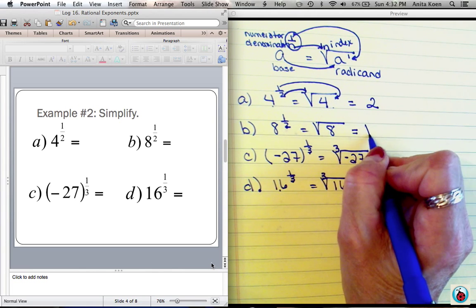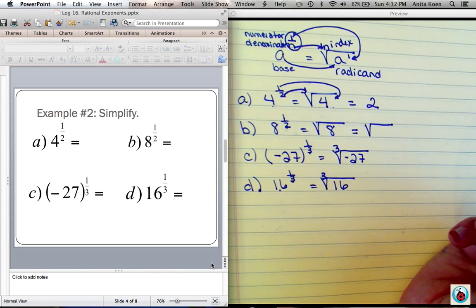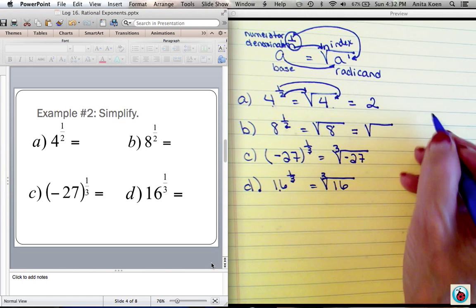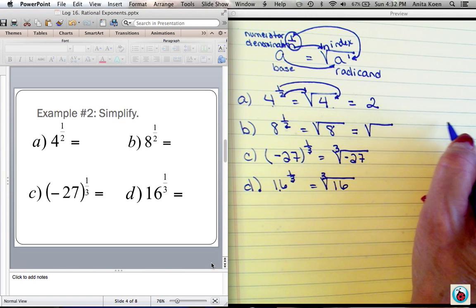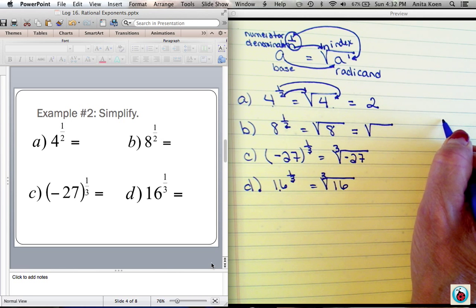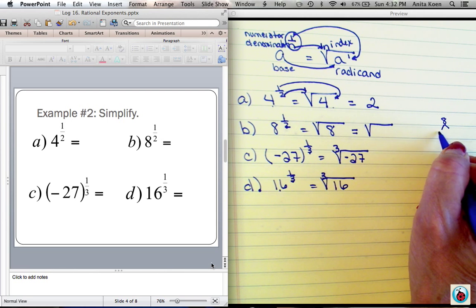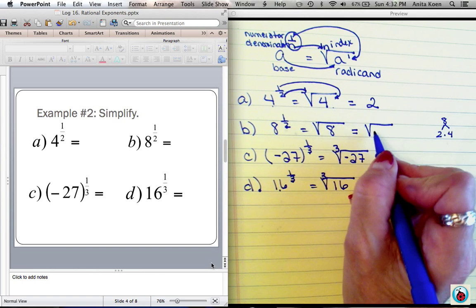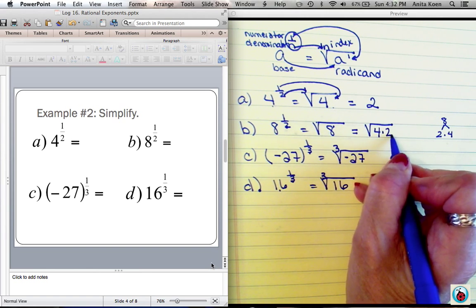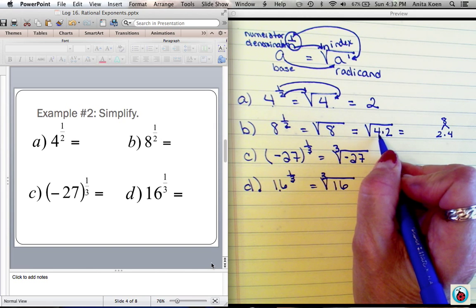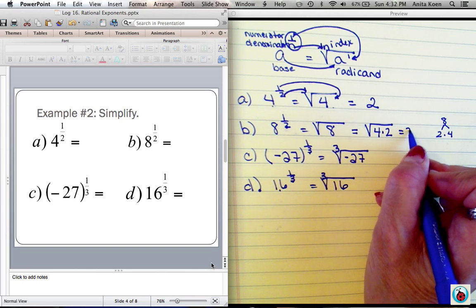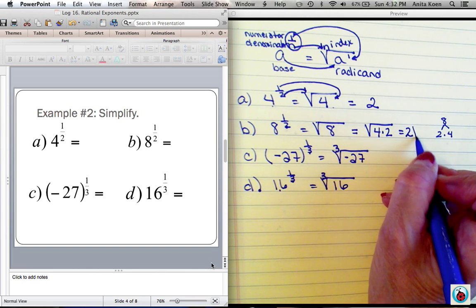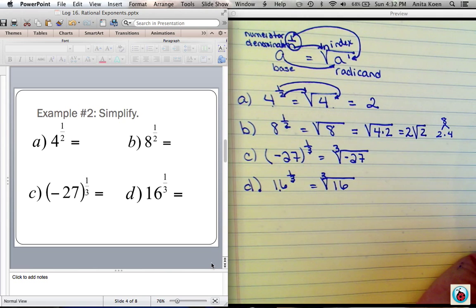So I'm going to have to factor my 8. Now, if you've been studying your warm-up number 6, then you will know that when you do 8 is 2 times 4, that 4 is a perfect square. So I could go ahead and say 4 times 2 is 8, and the square root of 4 is 2, and that leaves the 2 under the radical. So 2 square roots of 2.